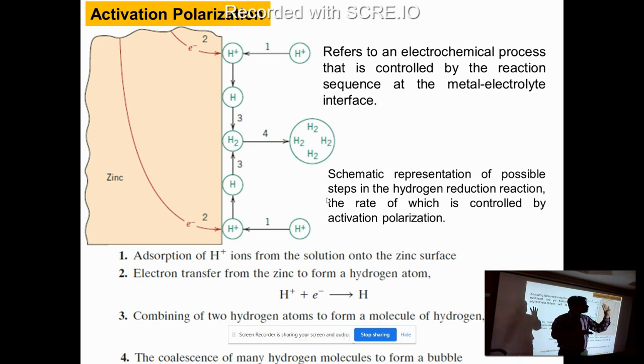Is it clear? I just took a simple example of 2H+ plus 2 electrons gives H2. How many limiting steps are available? 4 limiting steps. All are limiting only. Let us assume for the time being that my limiting step is the H+ ion reaching the surface. Will I get H2? Why am I saying limiting?